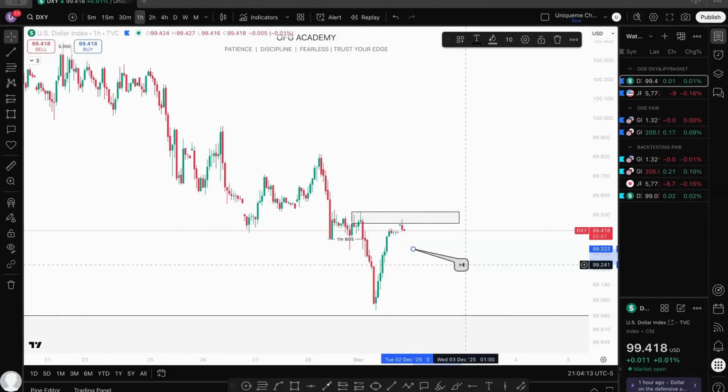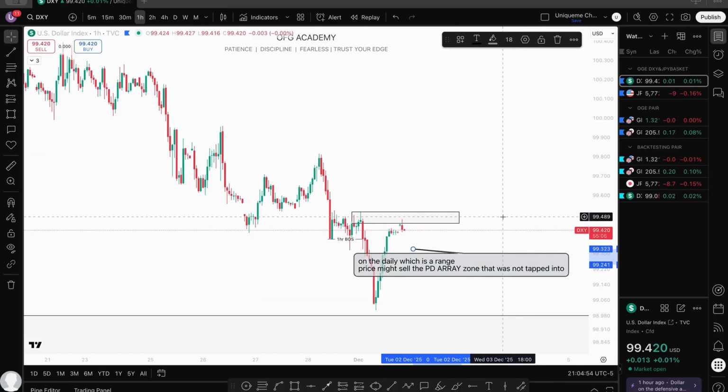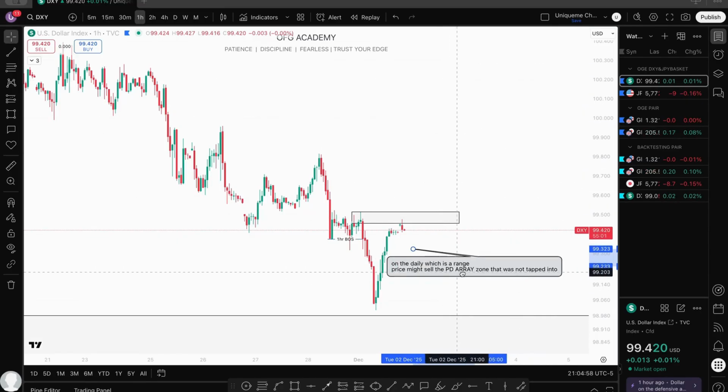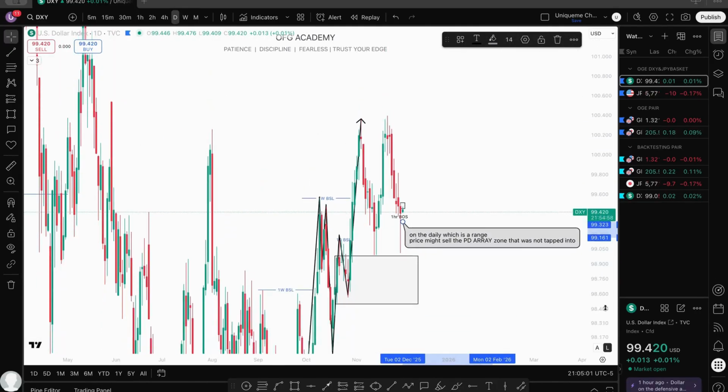So on the daily, which is a range, price might sell to the PD array zone. I don't know yet. I'm just guessing, because there's no PD array or no PD zone that was being tapped here.